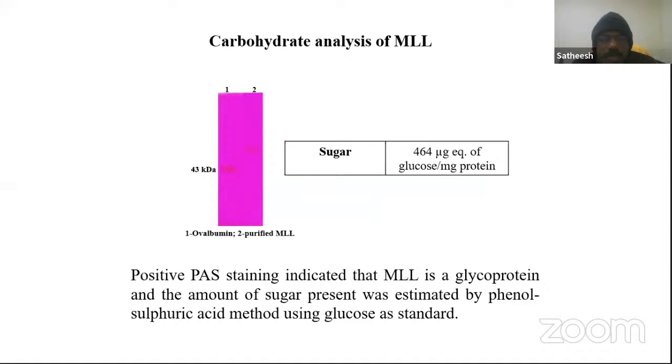And there is the phenol sulfuric acid method, by which you can use sugar or glucose as a standard to find out the sugar concentration on the lectin.